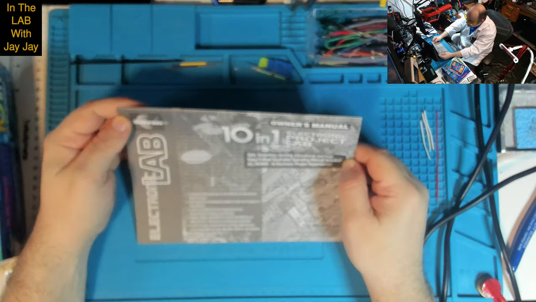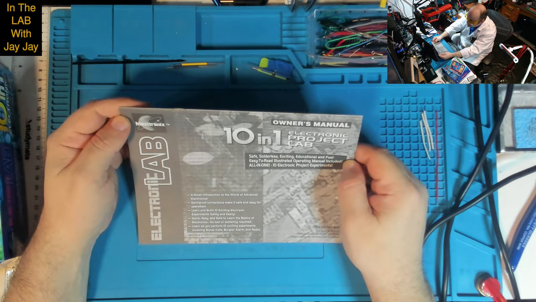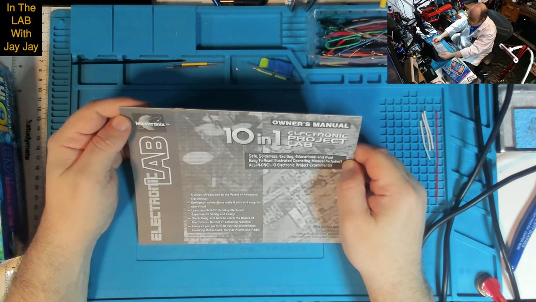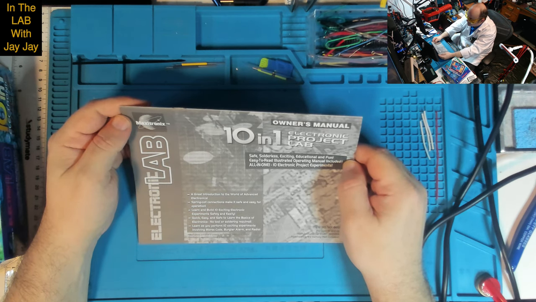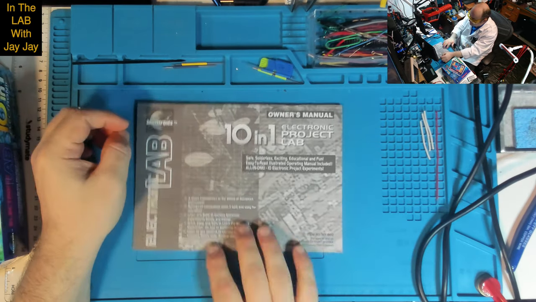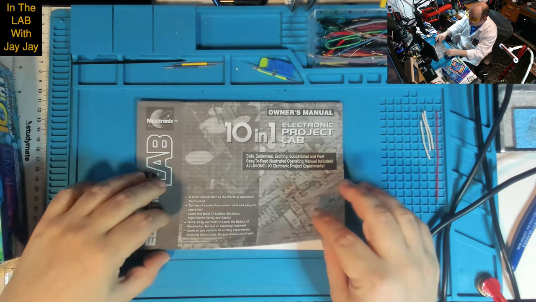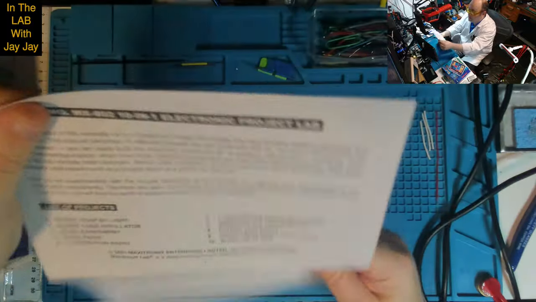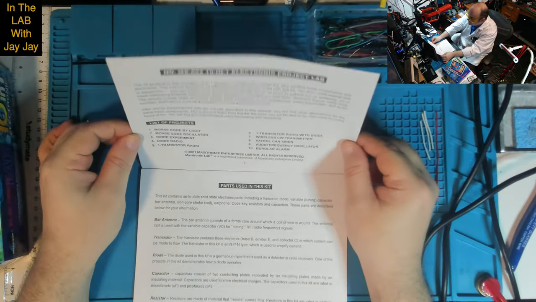So this says much the same as it said on the outside of the box: the Maxitronix Electronic Lab, Owner's Manual, 10-in-1 Electronic Project Lab. Safe, solderless, exciting, educational, and fun. Easy to read, illustrated, operating manual included, all in one, 10 electronic project experiments. And then the rest is the same as I read earlier on the front of the box. So let's have a look at the introduction in the manual.